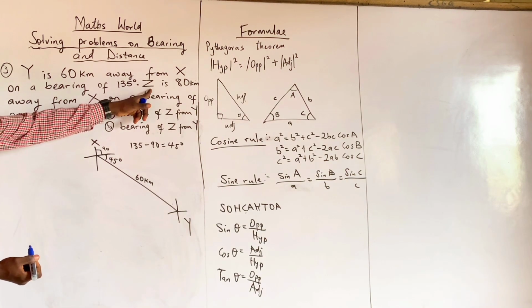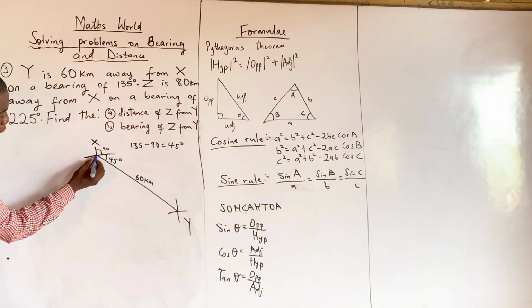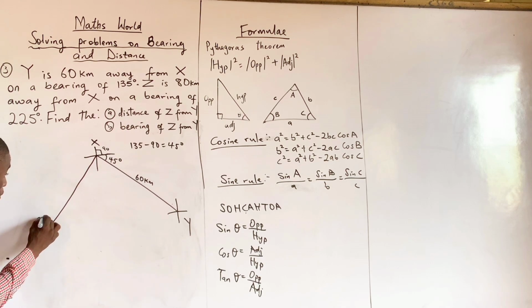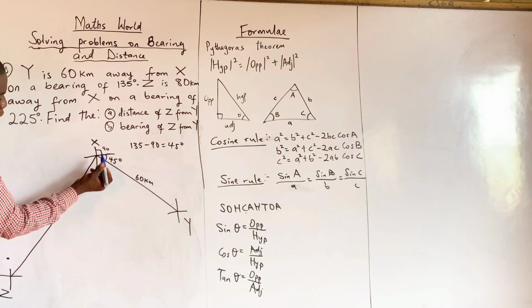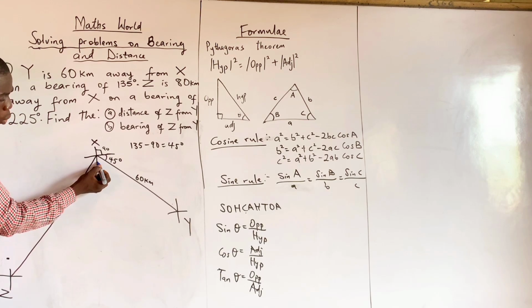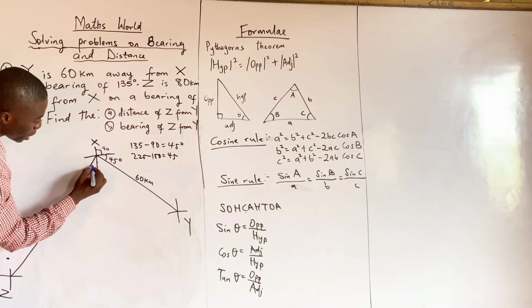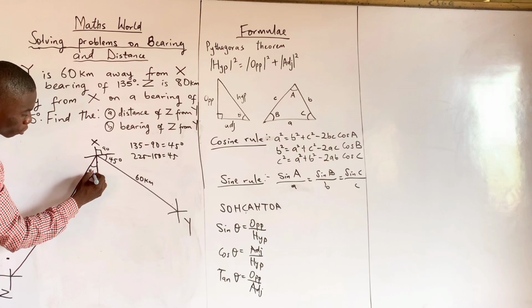And the question says that z is 80 kilometers away from x on a bearing of 225. I'm going to draw it like this, but they said 80, so it must be longer than this. So I will now draw my z like this, 80 kilometers. But they said 225, so let me now mark the angle. From here to here is 180. Remember, from here to here is 90, and from here to here is also 90, so from here to here is 180. So 225 minus 180 also gives me 45, which is this place. Oh, please don't make the mistake: from here to here is 80, and this place is 45 degrees.